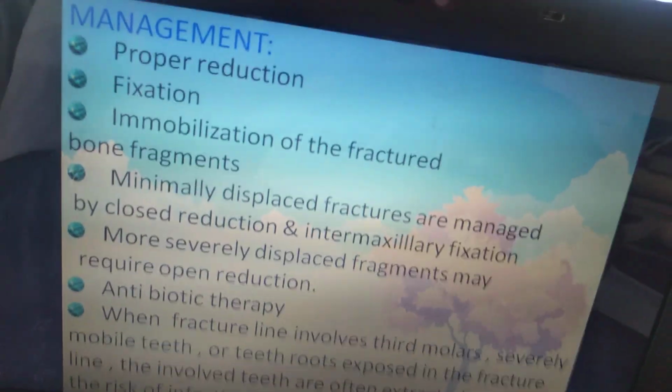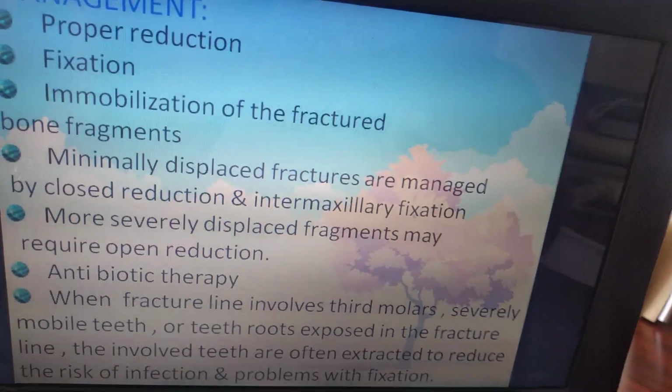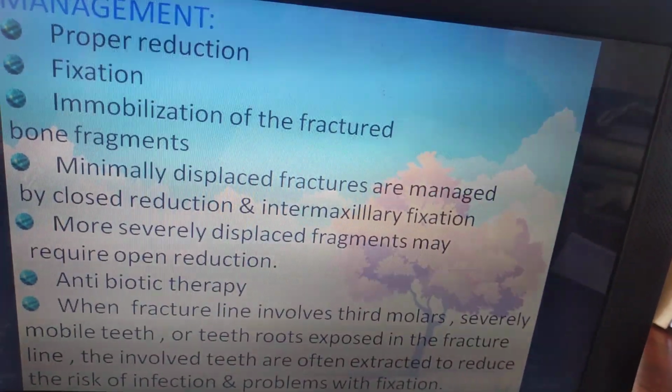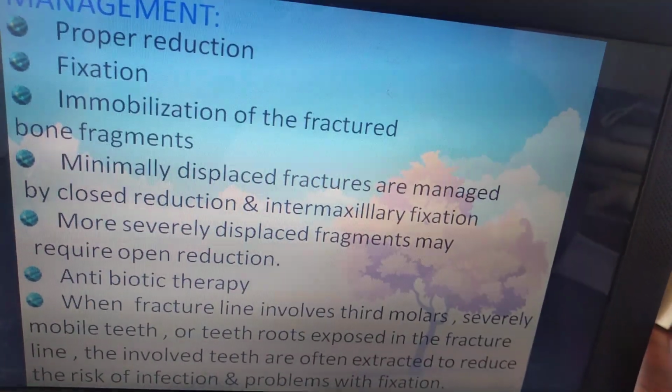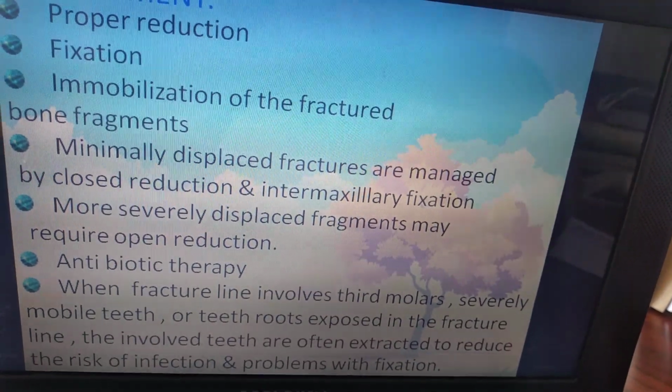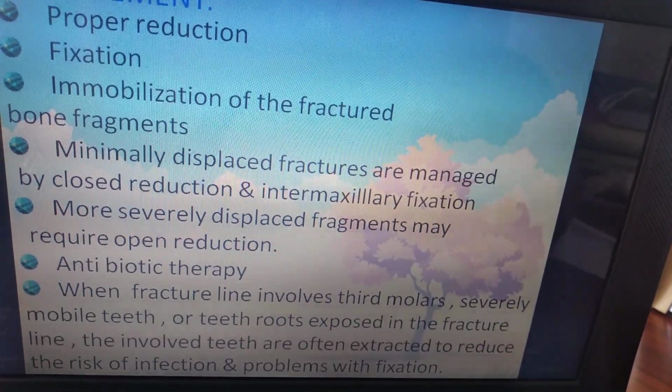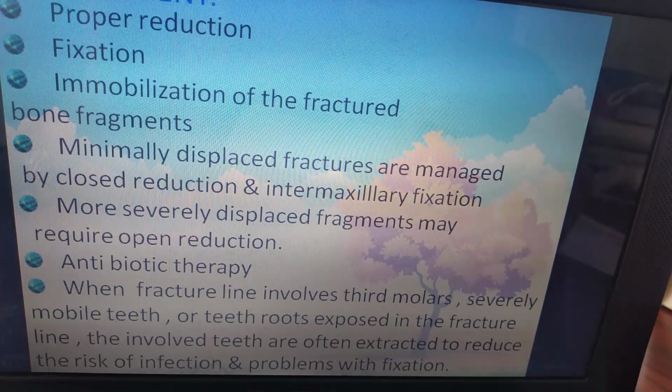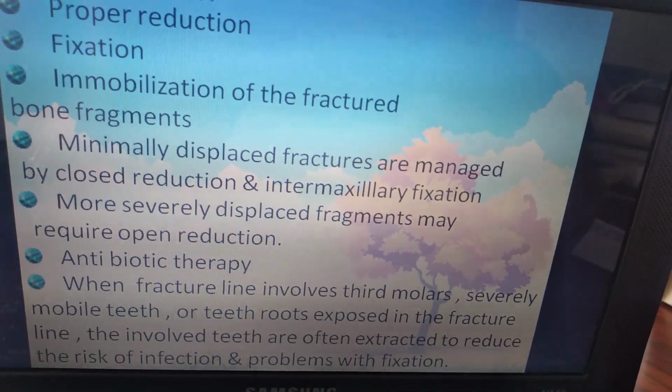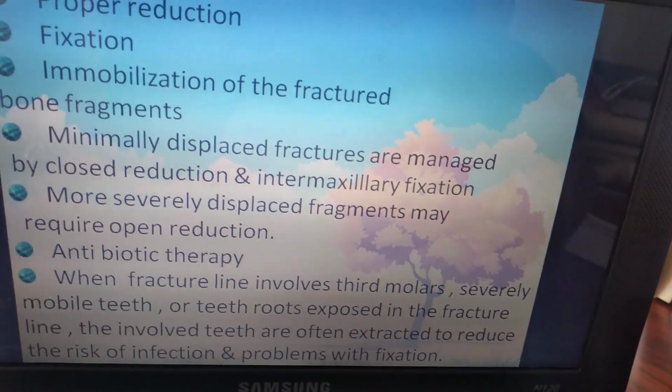Then we go to management. Proper reduction is needed, along with fixation and immobilization of the fractured bone fragments. Minimally displaced fractures are managed by closed reduction and intermaxillary fixation. More severely displaced fragments may require open reduction.